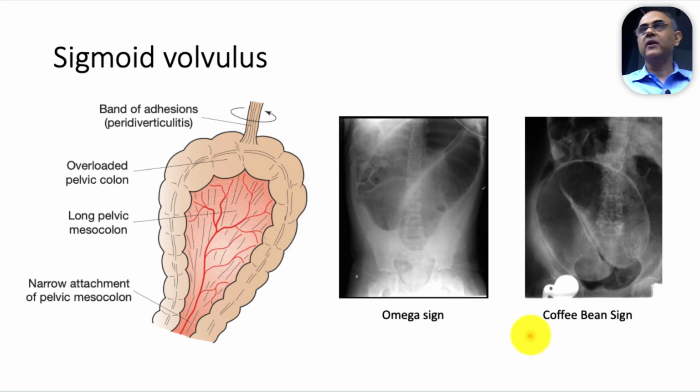So if you get an X-ray of sigmoid volvulus, what will you see? A twist, coffee bean sign, omega sign. It looks like a bent pipe. Some people say there are 3 lines, 1, 2 and 3, and all 3 lines are converging into a point in the pelvis. So there are various signs associated with this sigmoid volvulus loop. Coffee bean is the most commonly used, and sometimes omega. So this is the diagnostic sign when we simply get an X-ray abdomen.